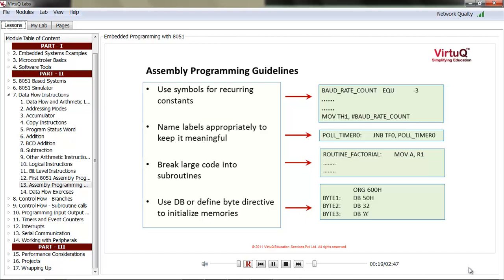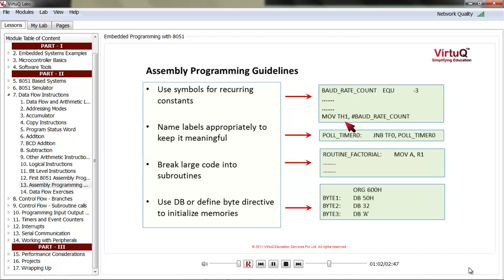One of the first things you can do is use symbols for recurring constants. So we have an example here on the right where we have defined a constant baud rate count, and this has been defined with the directive equ, which means equals. In this case, baud rate count will be equal to -3, and this constant can be used to move into timer register TH1, which is typically used to set up the baud rate for serial communication. We don't have to worry about serial communication right now. This is just to give an example of how a symbol should be defined for recurring constants.